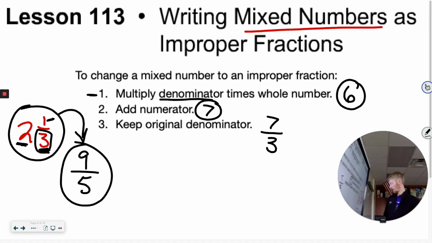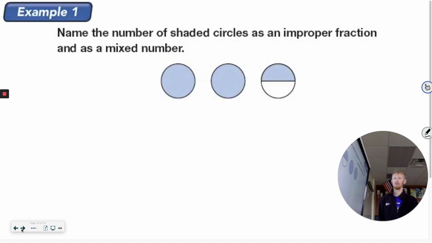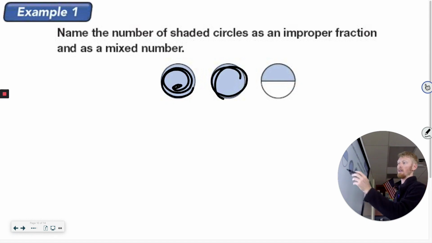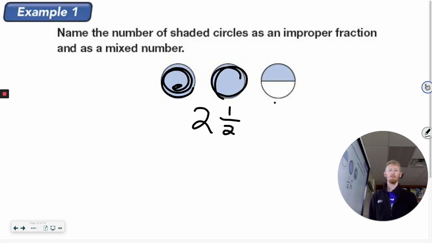Let's try that again with this example. It says name the number of shaded circles as an improper fraction and as a mixed number. So mixed number, that part's easy. You have 2 wholes, 1 over here, 2, and then a half. So 2 and 1/2. All right.